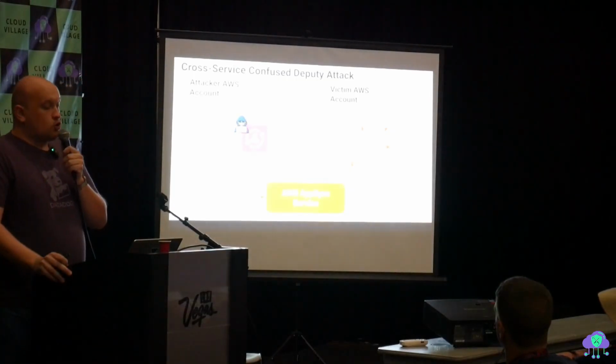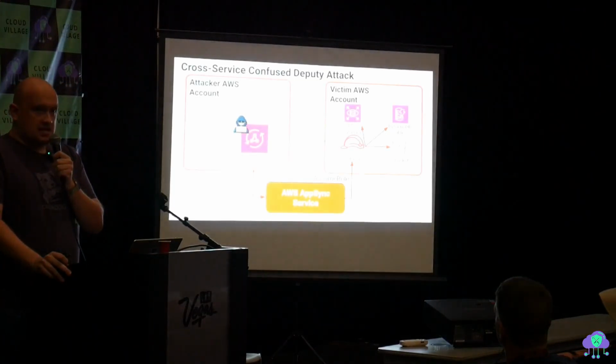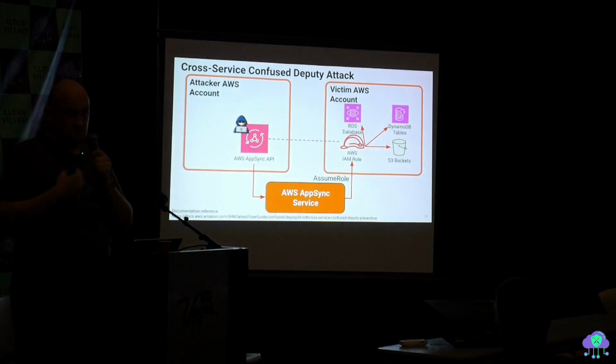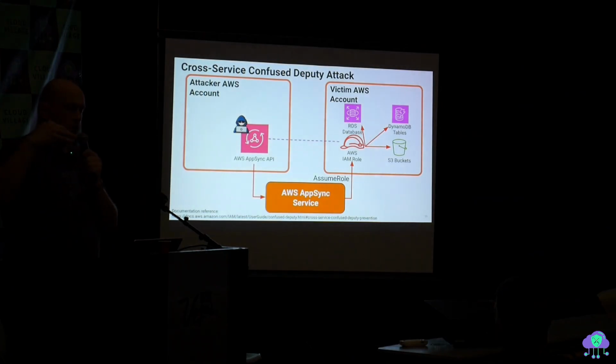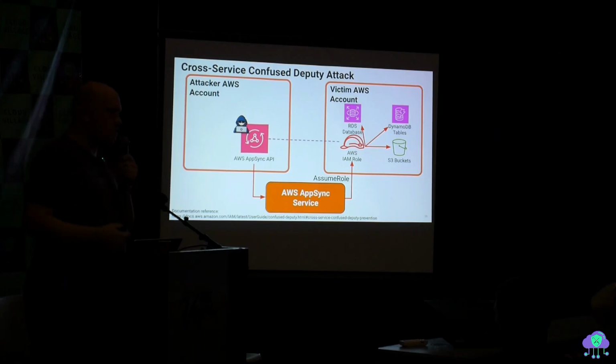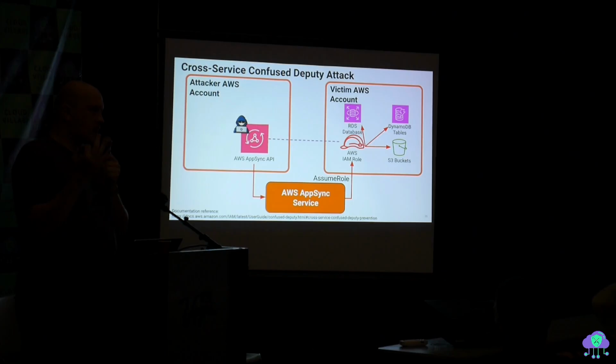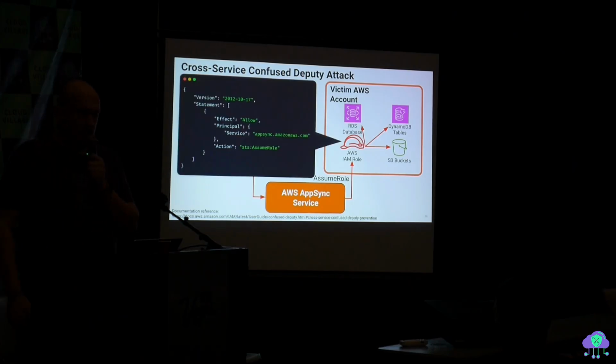This is an example of a cross-service confused deputy attack, where a lower privilege entity, us, was able to trick or coerce a higher privilege entity, the AppSync service, to do something on our behalf. And in this scenario, that was to assume a role in a victim account and carry out whatever API operation we asked it to perform.